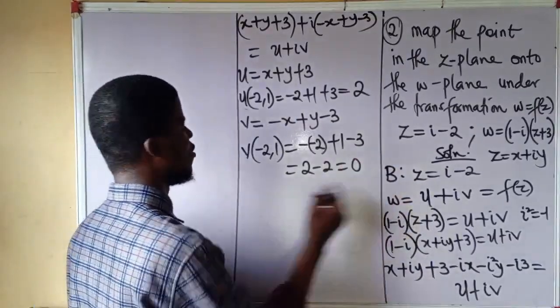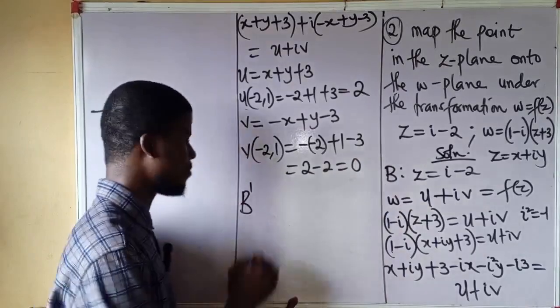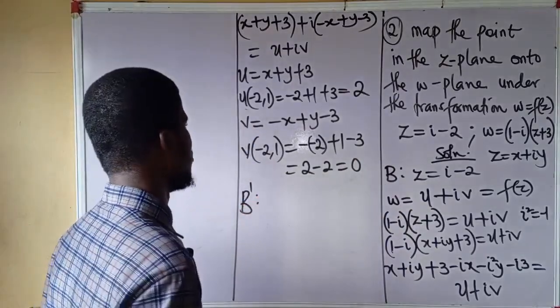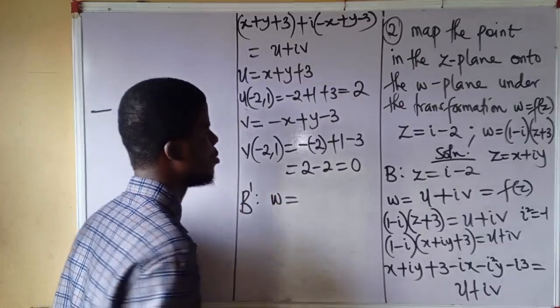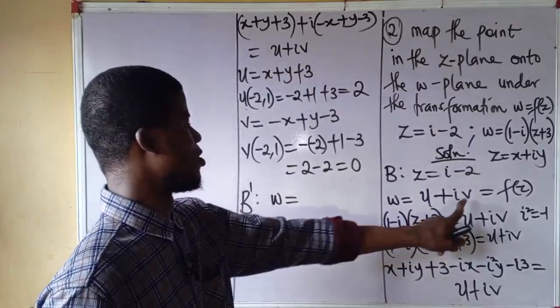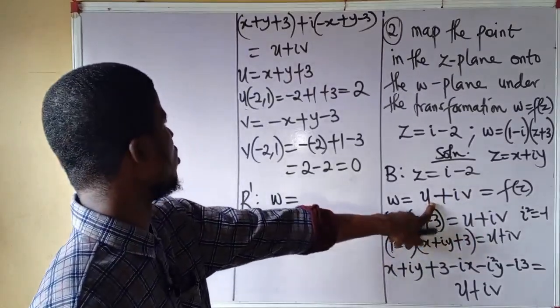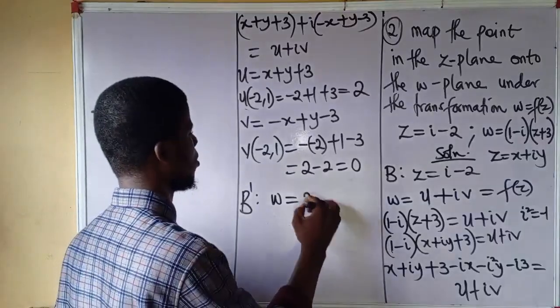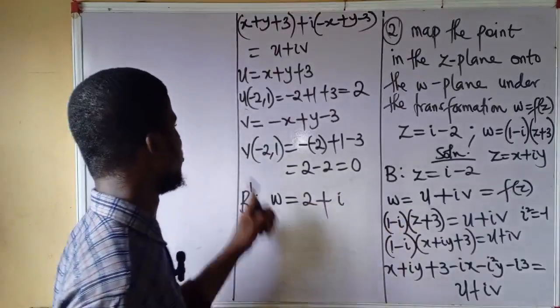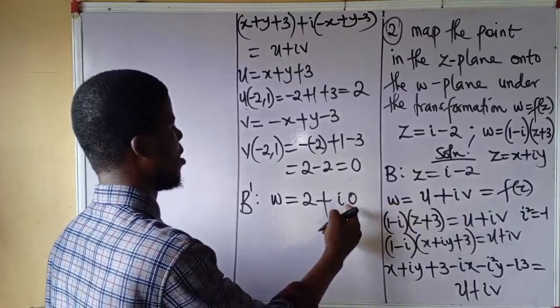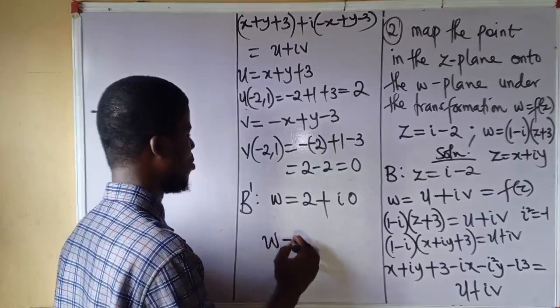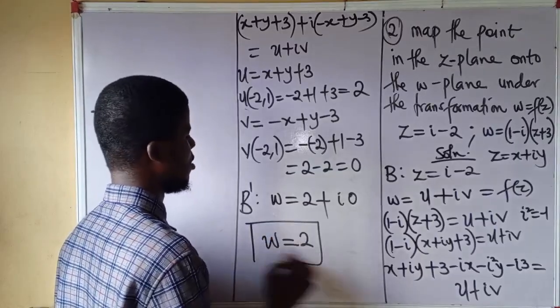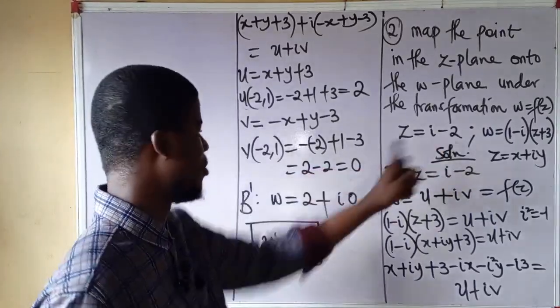So let the image of B be B prime. Then we are going to say that W is equal to U plus IV. What is U? U is 2 plus I into V, which is 0. Of course, 0 times I will give me 0. Therefore, the image is W equal to 2. This is the image of this point Z on the W plane.